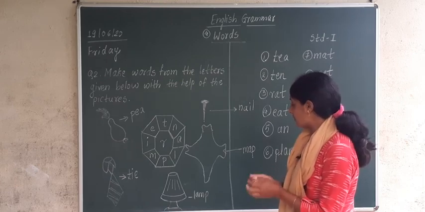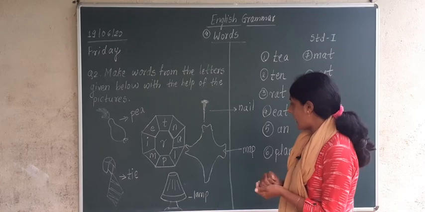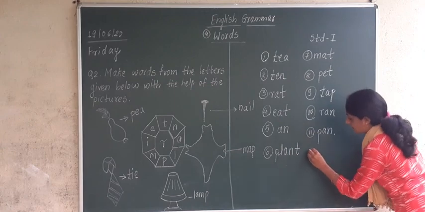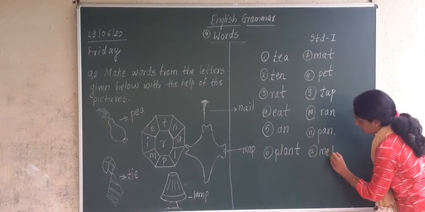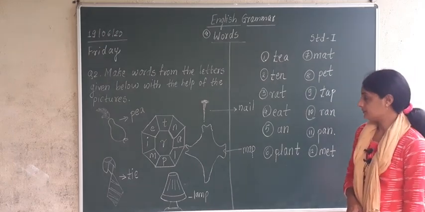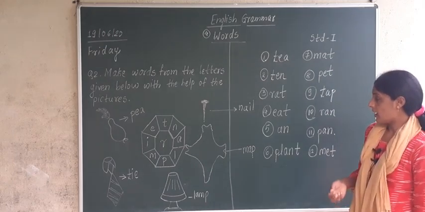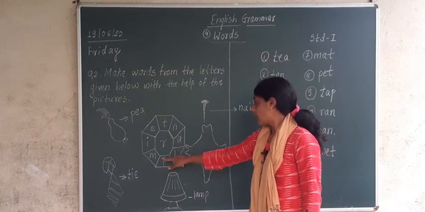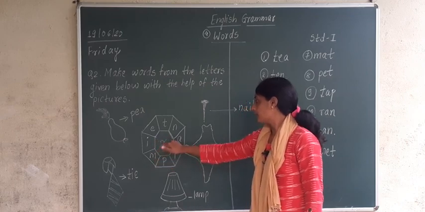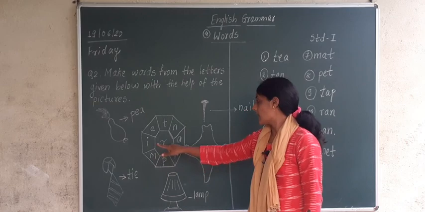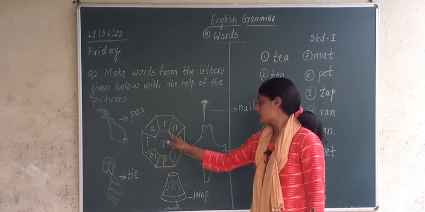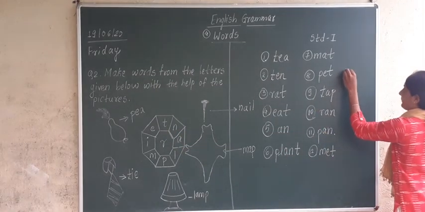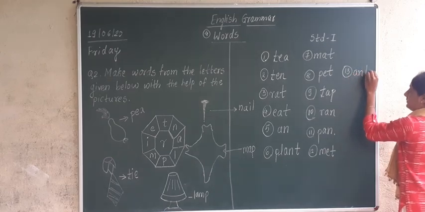Next, which word can we make from the letters given in the picture? M-E-T, met. No. M-E-T, met. N-E-T, net. A-N-T, ant.